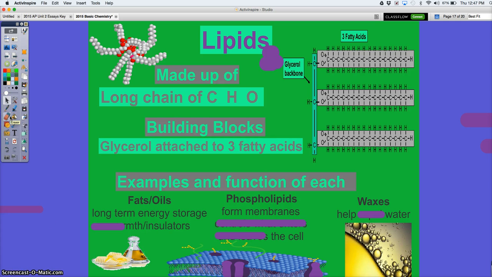And what else? What is an insulator? Provides what? Heat. Heat or warmth. Good. So think of like polar bears are full of what? Fats and oils, or blubber, and that tends to keep them warmer.